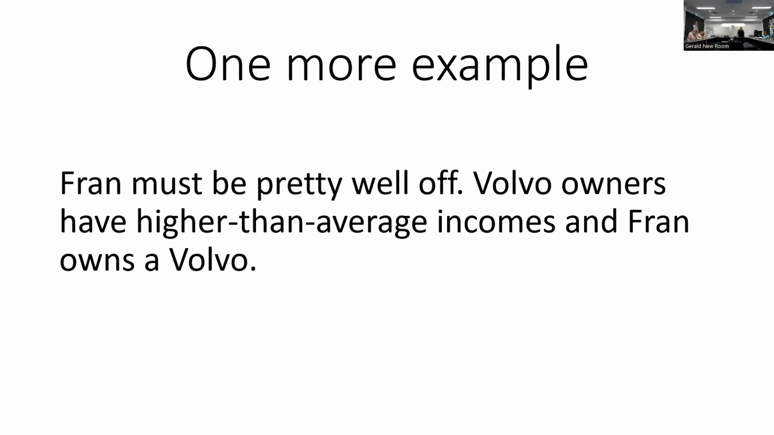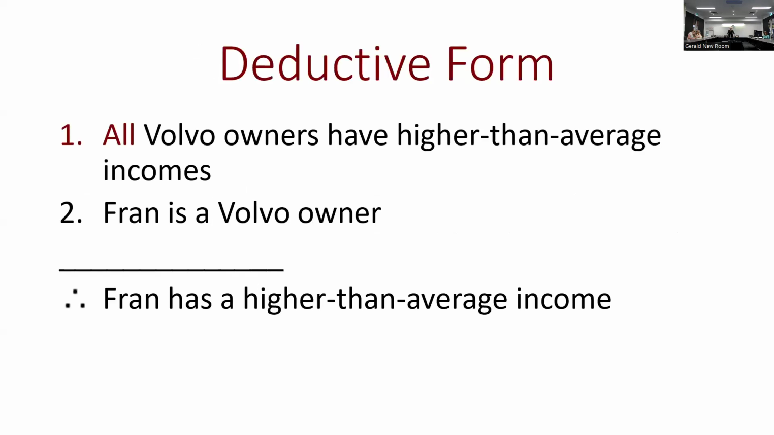Fran must be pretty well off. Volvo owners have higher than average incomes and Fran owns a Volvo. See what I do? You put it in deductive form. The first one is a generalization: all Volvo owners have higher than average income. Then we have: Fran is a Volvo owner, therefore Fran has a higher than average income. Valid. I could disagree with you, because you could have an old second-hand Volvo and not be as wealthy.